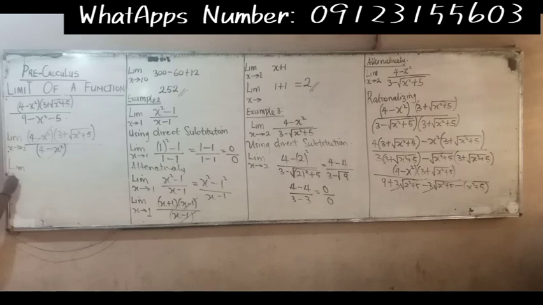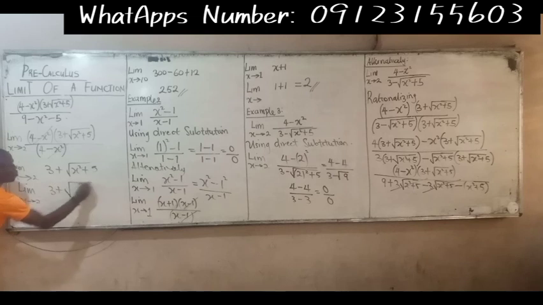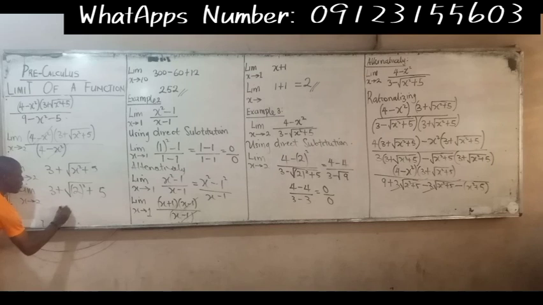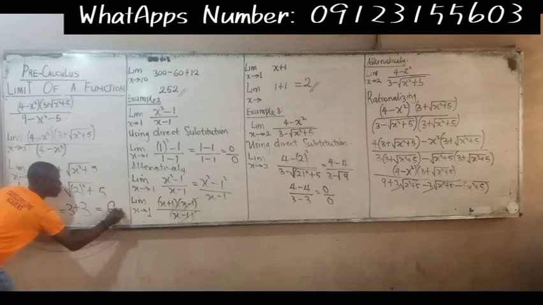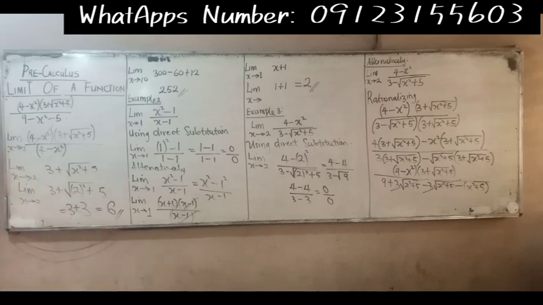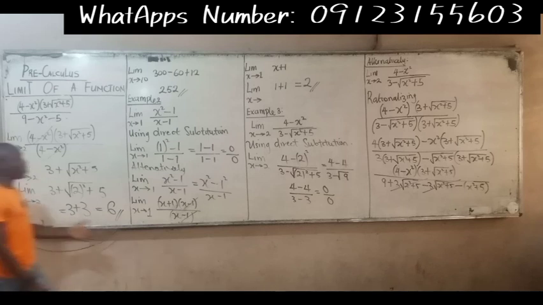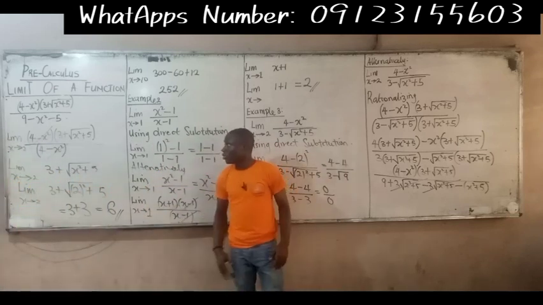So the limit as x tends to 2 will be 3 plus root x squared plus 5. So using 2 here, I'll have the limit as x tends to 2 will be equal to 3 plus root 2 all squared plus 5. Final answer, I'll have 3 plus this is 4 plus 5, this is 9. Root 9 is 3. Hence, my final answer is 6. So I have 6 as the final answer.